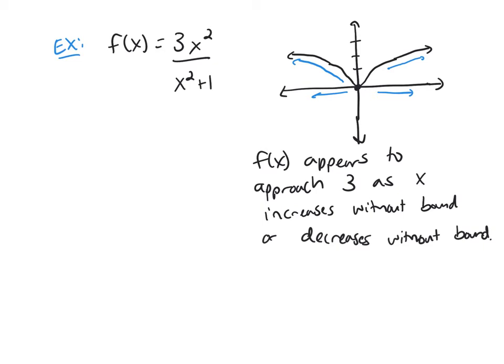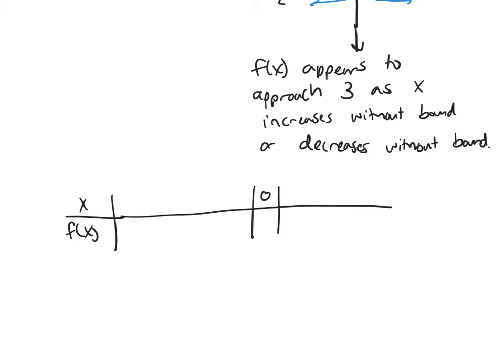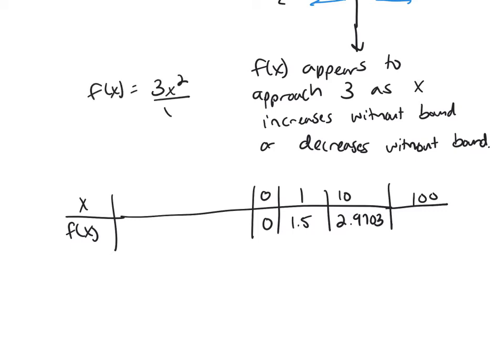We could also see this using a table if we wanted to. So here's x, here's f of x. These are like the tables we looked at before. So if I plug in 0 into my function, I get 0. If I plug in 1, 1.5. If I plug in 10, 2.9703. If I plug in 100, and again, just a reminder, our function is 3x squared over x squared plus 1, 100, it's 2.997.